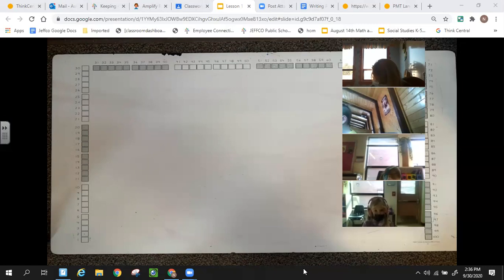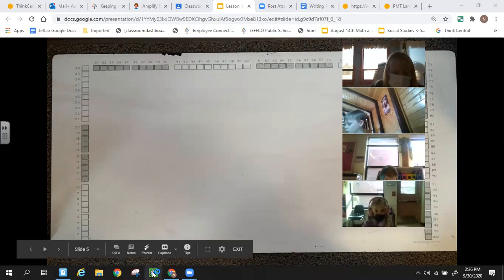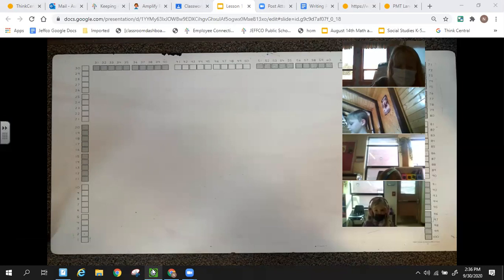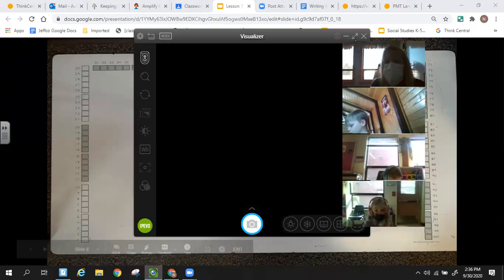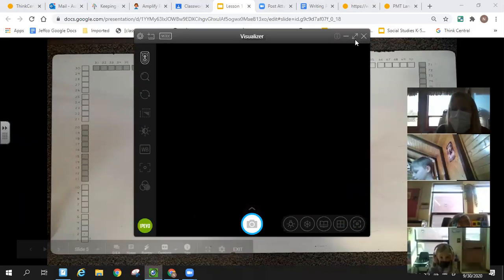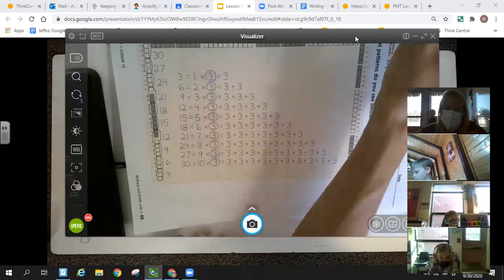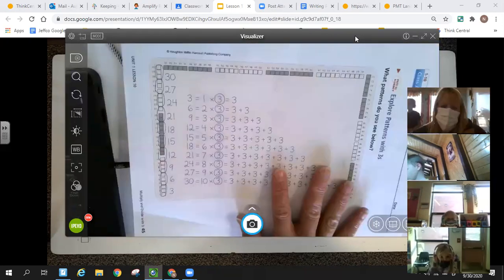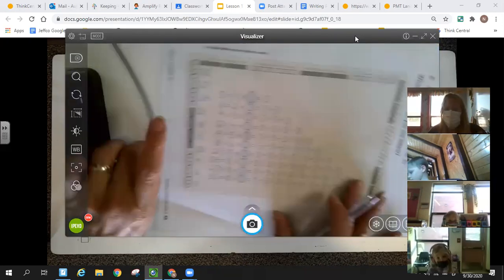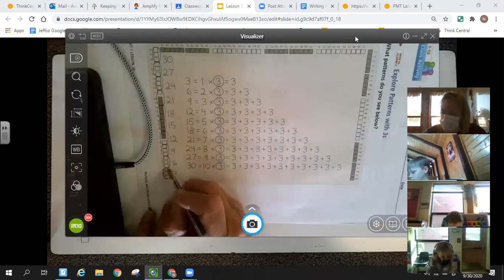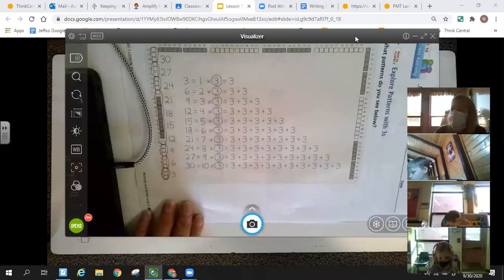I'm going to borrow this, sorry. Because this is not working for me right now, we are going to go to the doc camera and I'm going to show you what this looks like. And you guys would be really good at this because we've been doing our groups for a long time. So here's plan B. For your first group, you should have gotten 3. Give me a thumbs up if you got 3.